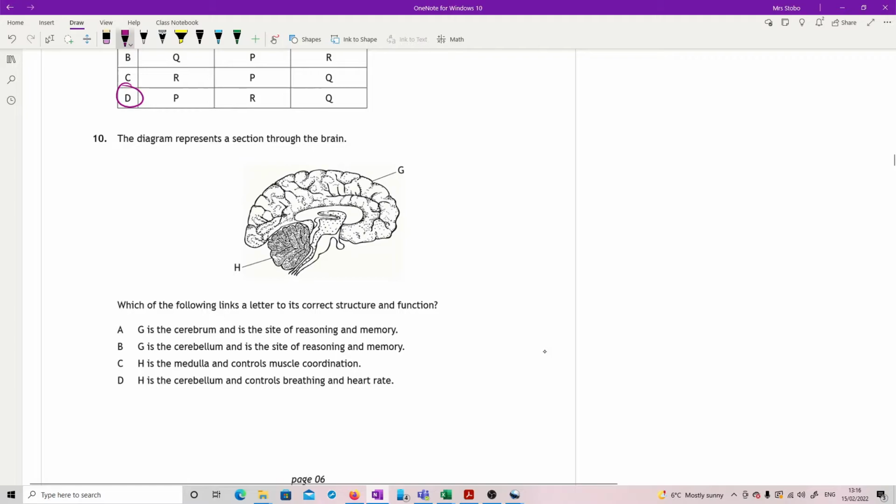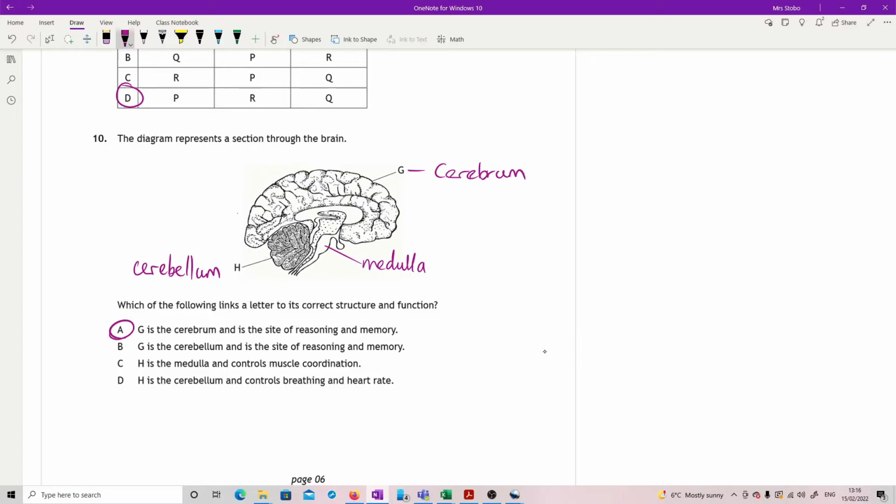Okay, we've then got a diagram of a brain. Which of the following links a letter to its correct structure and function? Okay, so up here we've just got G and H being given. This is the cerebrum, and H is the cerebellum. This bit here, they're not labelling, but that's the medulla. Okay, the cerebrum is all your thought, your memory, your reasoning, everything. Okay, so A is correct.